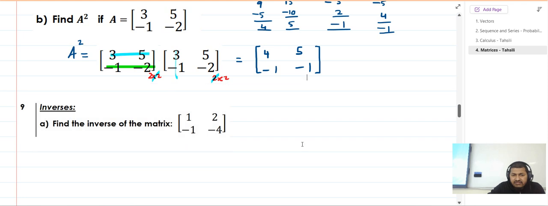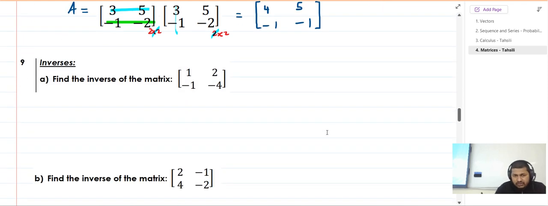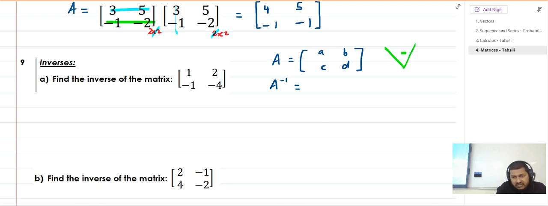Now, to find the inverse of a matrix, this is what we do. If we have a matrix A, which is [a, b; c, d], to find A inverse, we're going to remember this V, very important. Right? This is a V, and you're going to put an arrow here to swap.